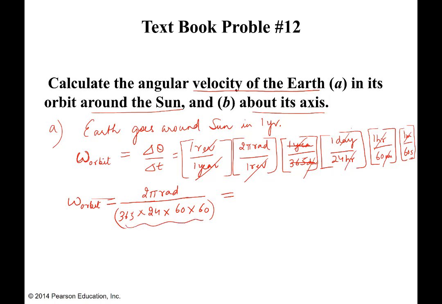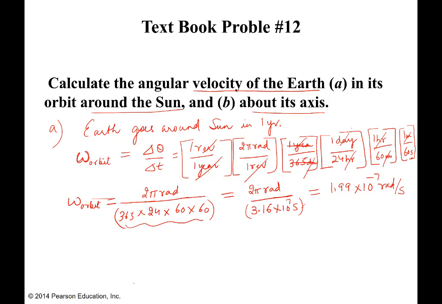Basically, 1 year is equivalent to 3.16 times 10 raised to 7 seconds. So that comes out to be 2 pi radians divided by the multiplication of all of this, which is a big huge number, 3.16 times 10 raised to 7 seconds. These are the number of seconds in 1 year, and you'll get radians per second as the unit. When you work on it, you get 1.99 times 10 to the power of minus 7 radians per second. That's not a lot of velocity around the sun.